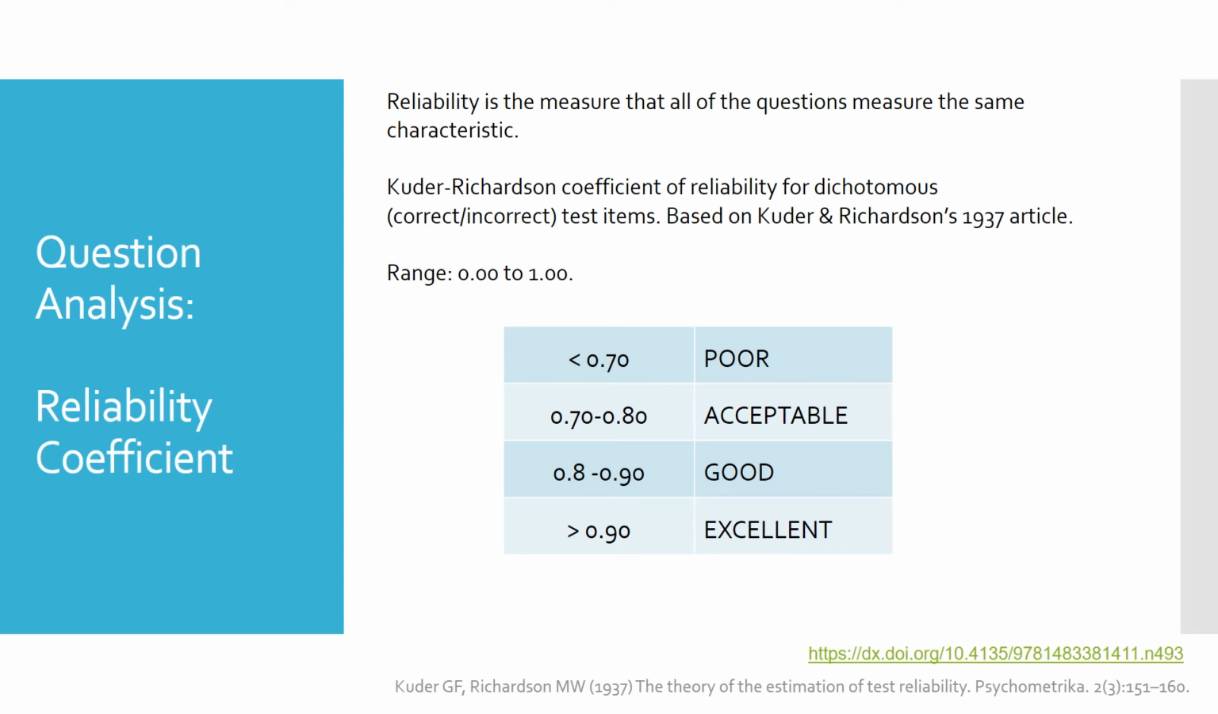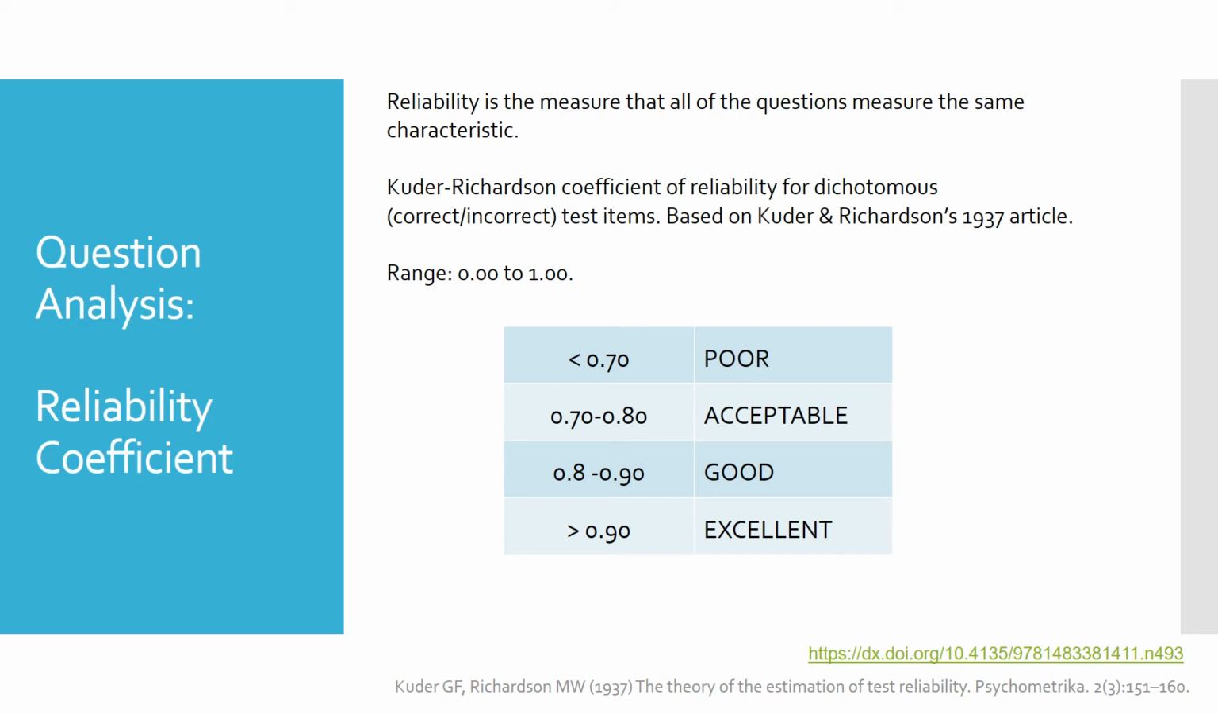One of the measures that we use when we're looking at an exam to see how reliable it is, is to calculate a reliability coefficient. Reliability is the measure that all of the questions on your exam actually measure the same characteristic. That is, that they're measuring what you're intending to measure, so the knowledge of that particular subject. If we have a question that is dichotomous, with a yes or no or a correct or incorrect type of answer, we can use a test called the Kuder-Richardson test. And that is going to calculate the reliability of your test. This was based on Kuder and Richardson's article from 1937, and there's a link down the bottom of the page to take you there.